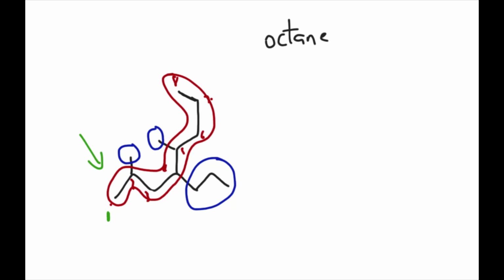If you find that there's an equal substituent on either side, then move to the next substituent inside to actually figure out which side has got the numbering associated with it.